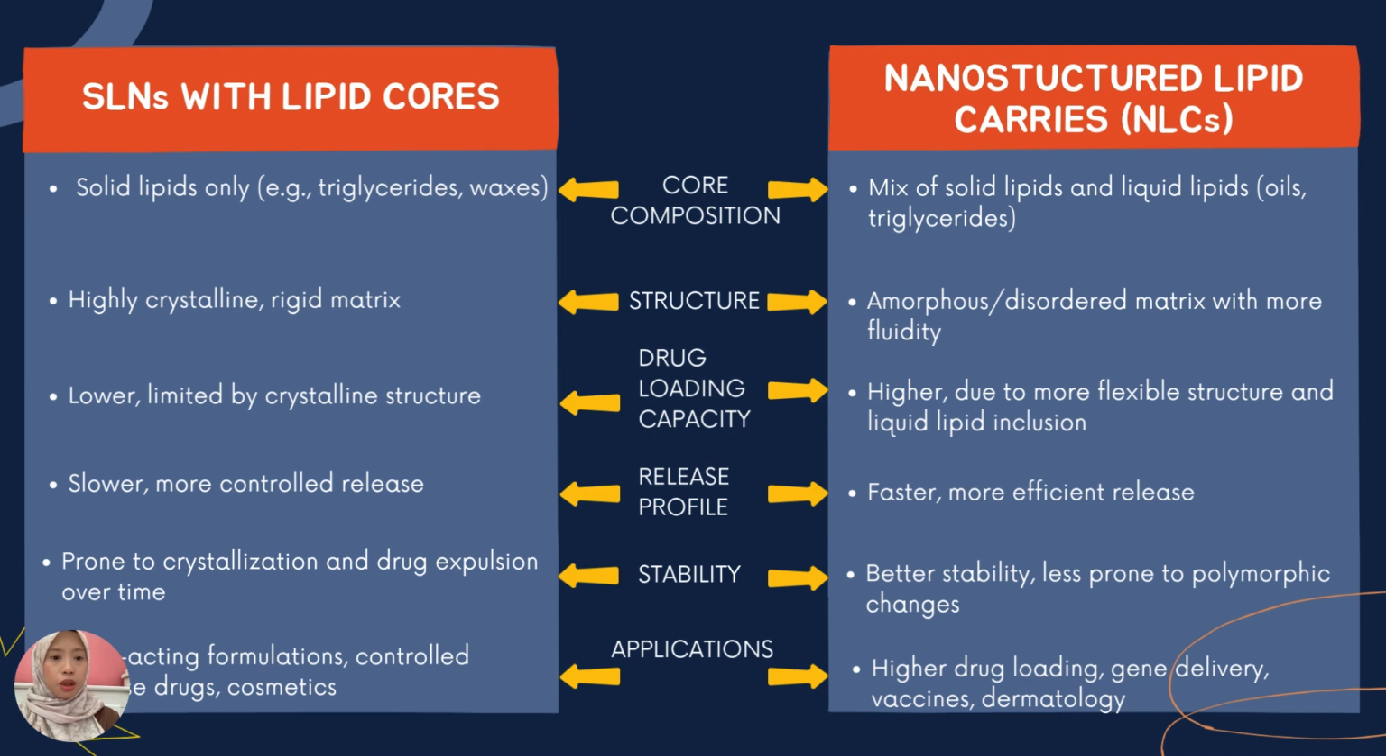Next is about the drug loading capacity. With the lipid cores it is lower and limited by the crystalline structure, and for nanostructured carriers it is higher due to the more flexible structure and also liquid lipid inclusion. Next is the release profile. With lipid cores it is slower and a more controlled release. For nanostructured carriers it is faster and more efficient release. For stability, lipid cores are prone to crystallization and drug expulsion over time. And for nanostructured carriers, there is better stability, less prone to polymorphic changes.